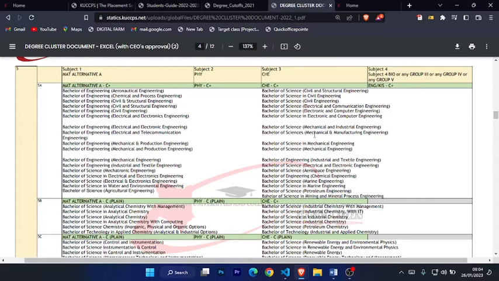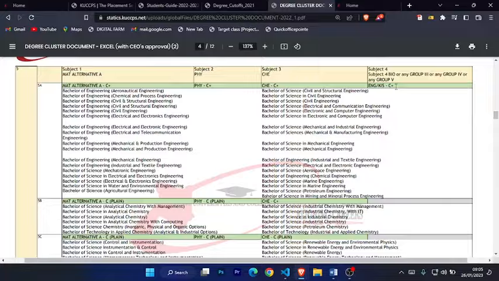If you go to engineering, you can see you have math C plus, physics C plus, and chemistry C plus, or any subject 4: biology, or any group 3 or any group 4, like Kiswahili. You need to have a C plus.